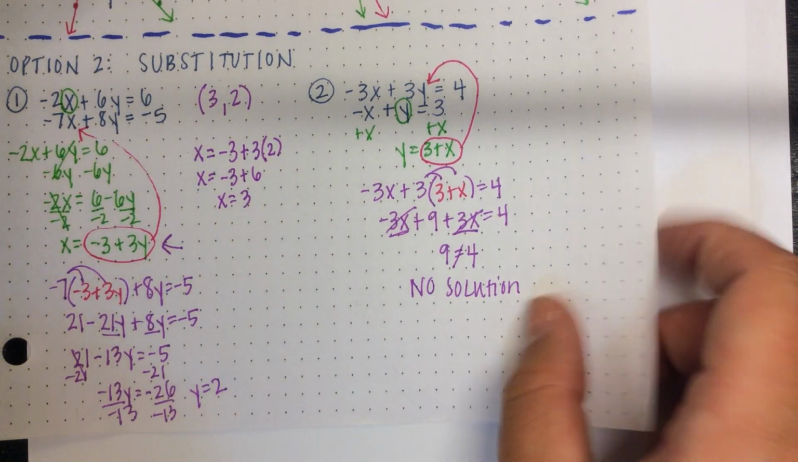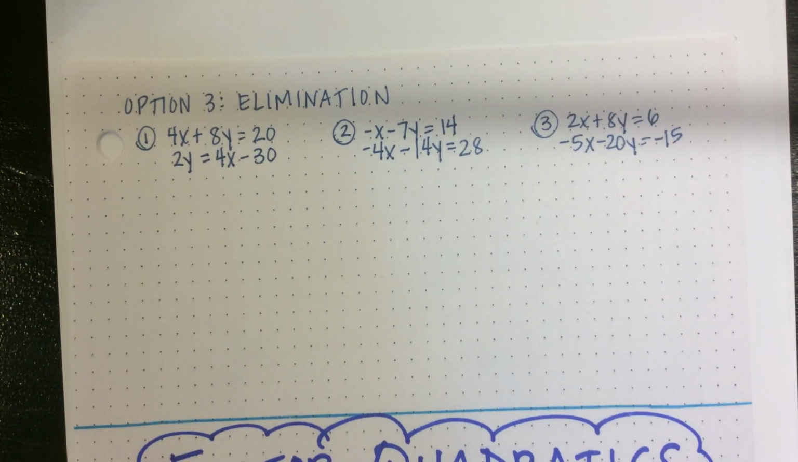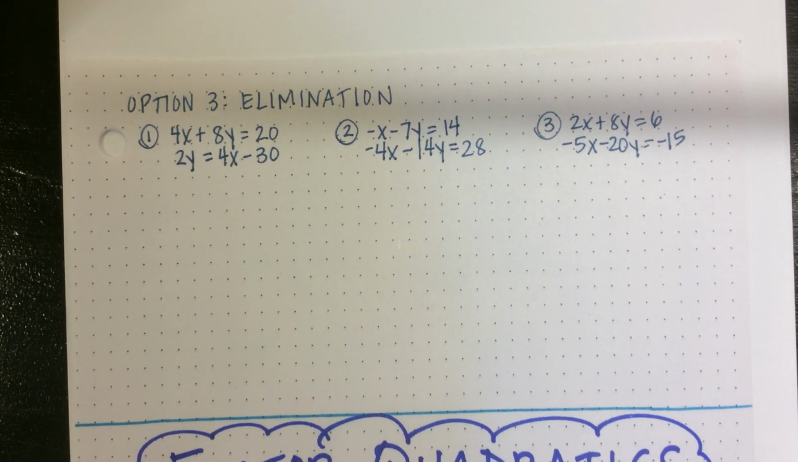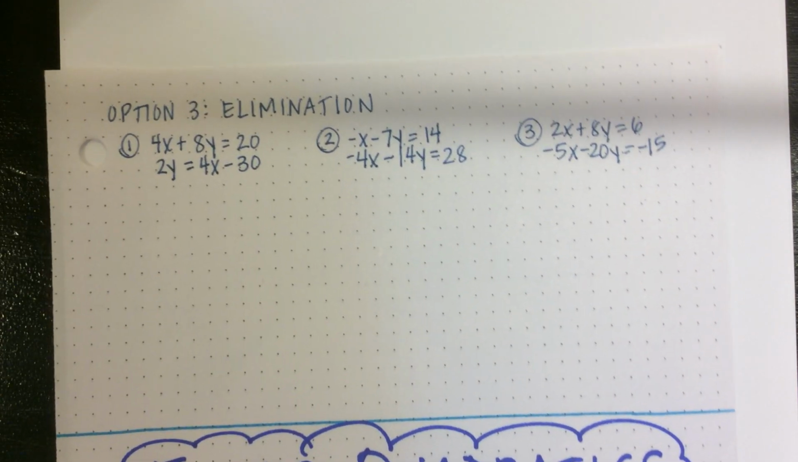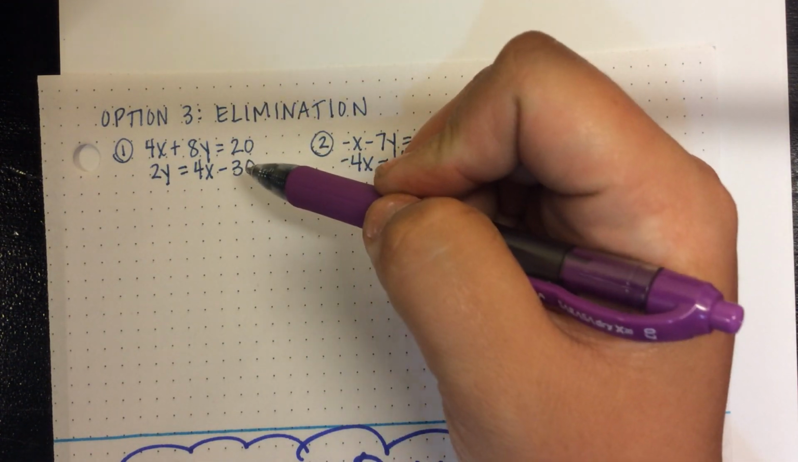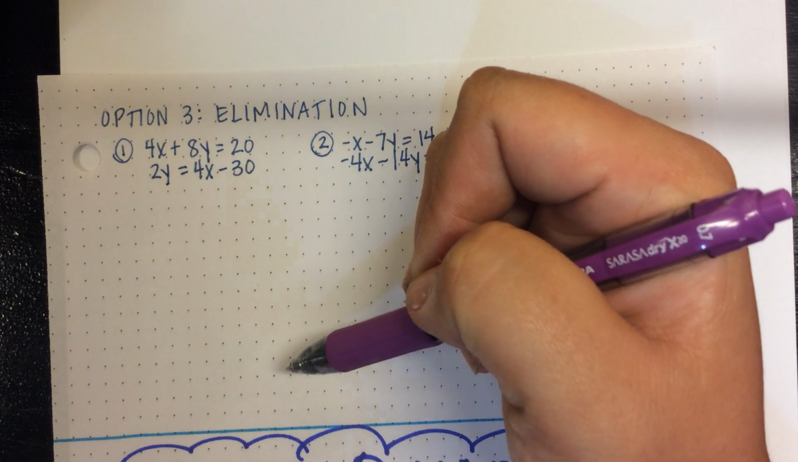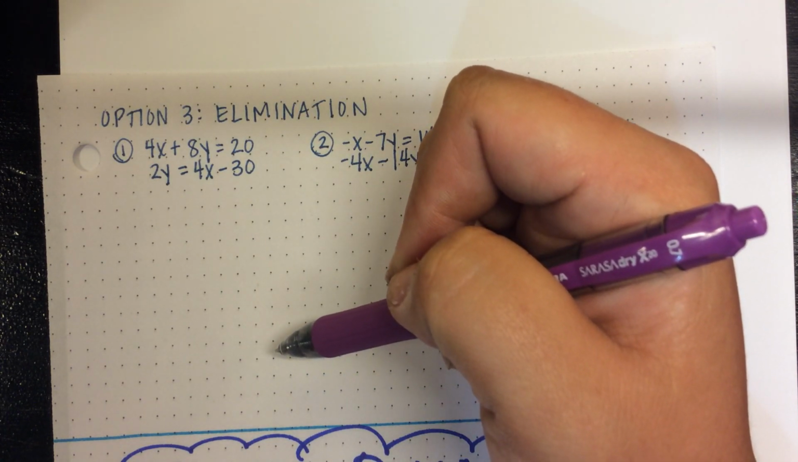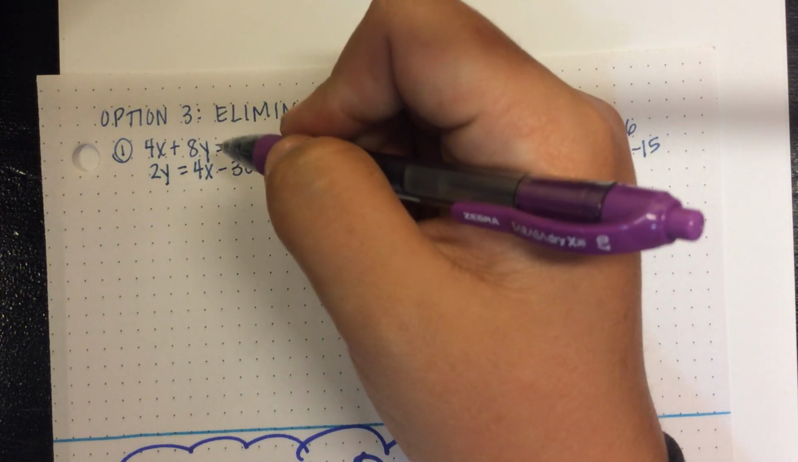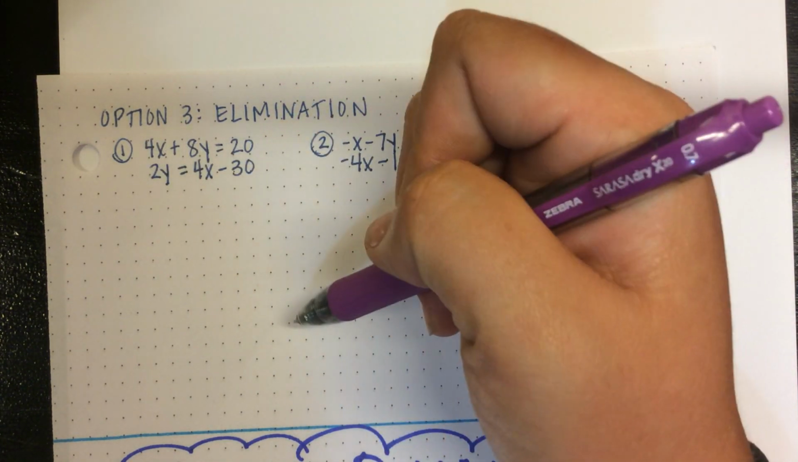Okay, now our third option, well, if I can find my paper. Our third option is elimination, and this one's a little bit easier, but it only works when you're working with linear equations, right? Or at least it's easiest when you're working with linear equations. So I've got 4x plus 8y equals 20, and then 2y equals 4x minus 30. Before we can start the elimination process, I need to get x and y on the same side, and specifically I need to have the x first, then the y equals a constant.